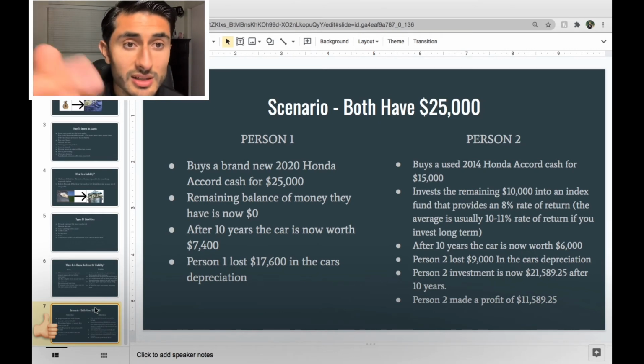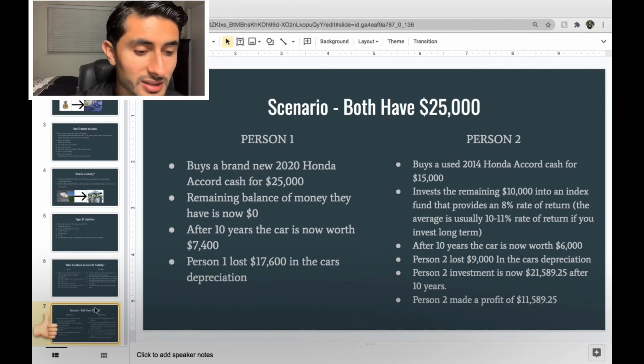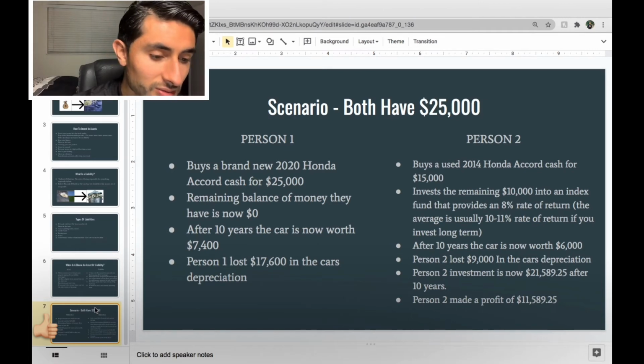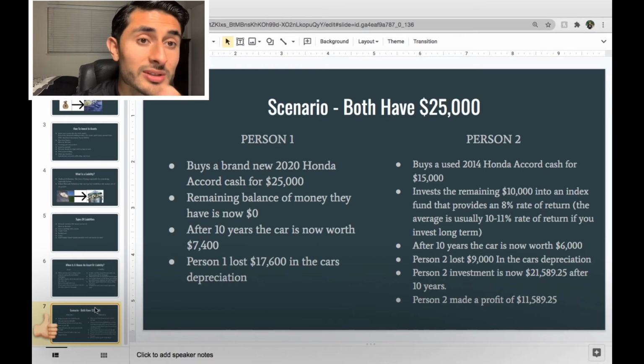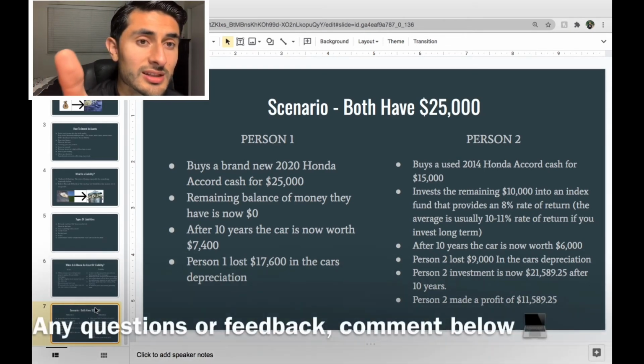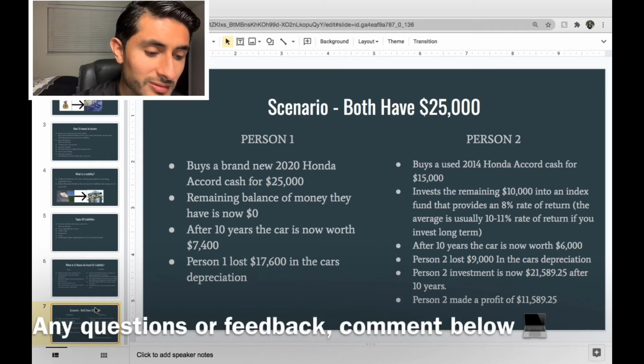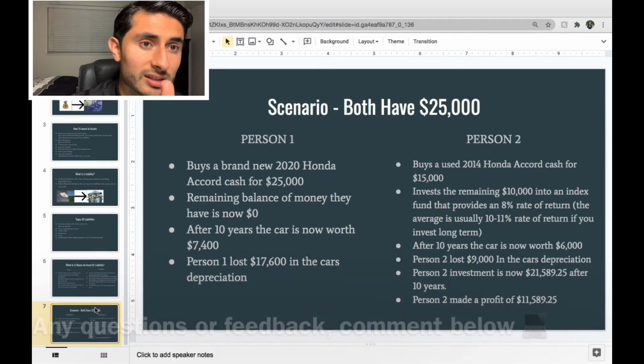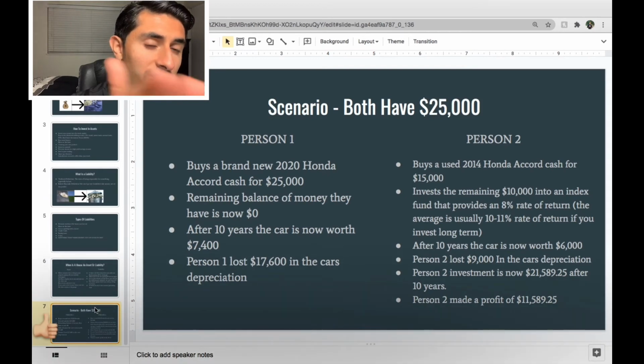Okay, that's good. Now, person number 2, on the other hand, bought a used 2014 Honda Accord cash for only $15,000. So they have a remaining balance of $10,000 that they can do whatever they want with. Let's say that person would invest in an index fund that's giving them an 8% rate of return. I went ahead and did research, and it showed that the average rate of return on an index fund is actually 10 to 11%. So I went a little bit moderate and just showed an 8% for this example.